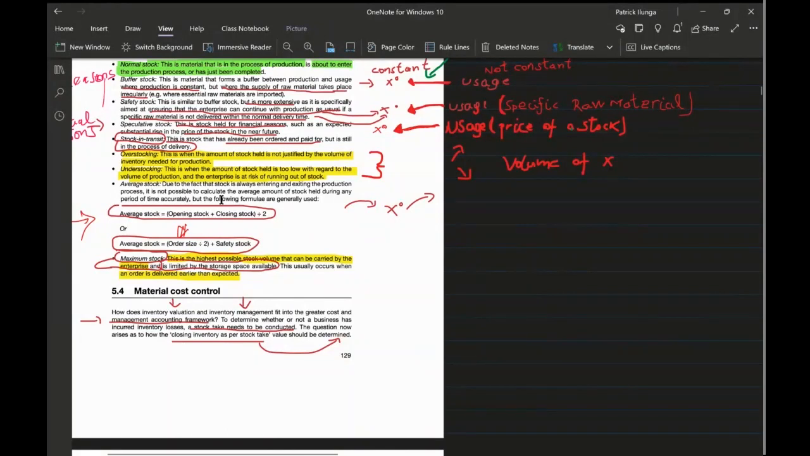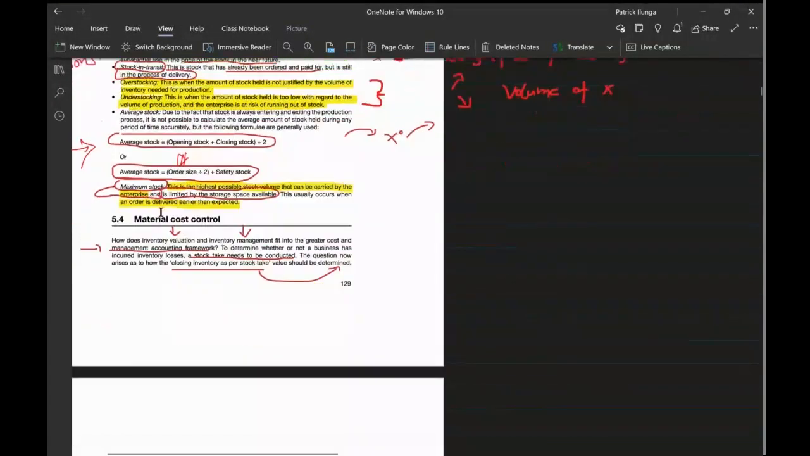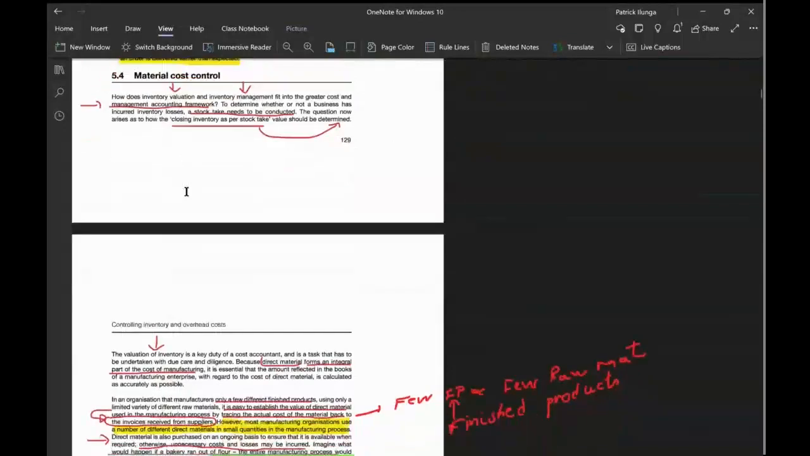All right. So as you can see there, these are just definitions. But what is an average stock? Obviously, there is an opening and a closing stock. We divide it by 2. That's your average. Or what you could do is you could take the size divided by 2 plus the safety stock. Right. So I'm just touching on the definition.